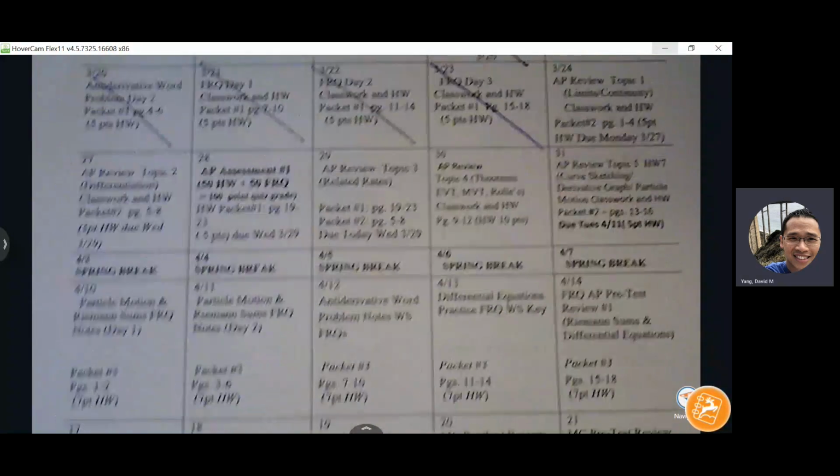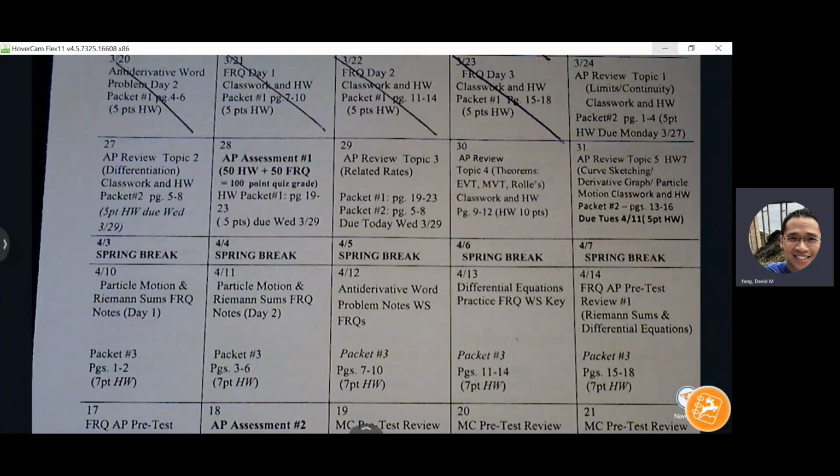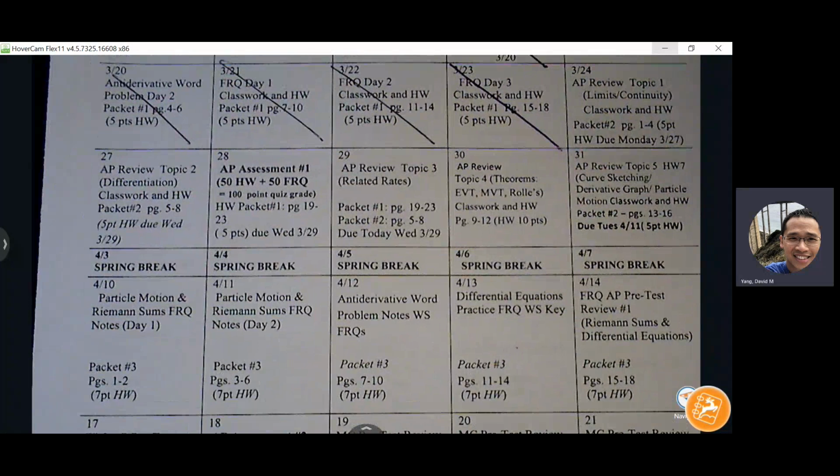Okay, so today we're going to go through pages 5 through 8. These are differentiation topics, and I feel like it's something that you feel pretty good about because we've been using a lot of these topics even recently, right? So things like power rule, product, quotient, chain, implicit differentiation.